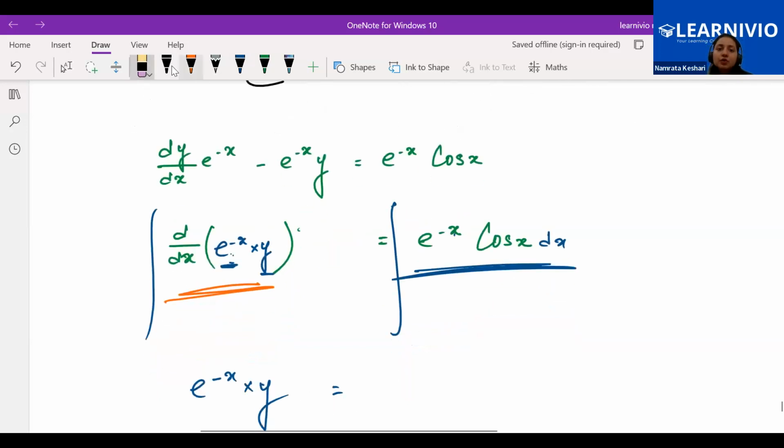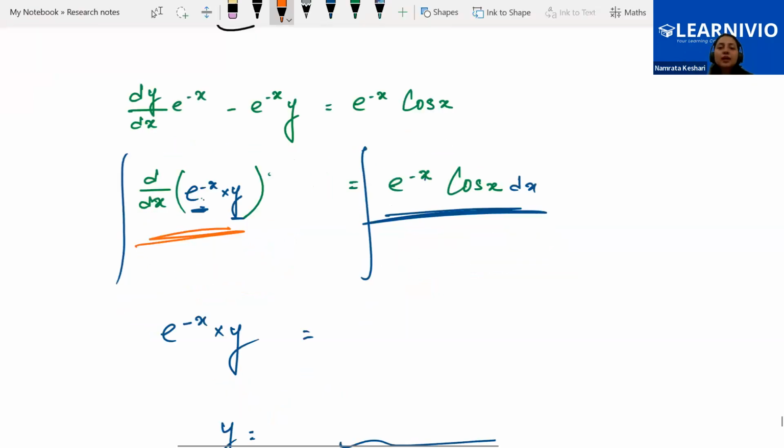So let's focus on finding the integration of e to the power minus x into cos x. Can you tell me how to do this? We apply the chain rule, or integration by parts. By parts we will apply, and it is just a loop we will get: one time we do, one more time we do, we will end up getting the same thing, right? Yes, ma'am. Let's do it separately.